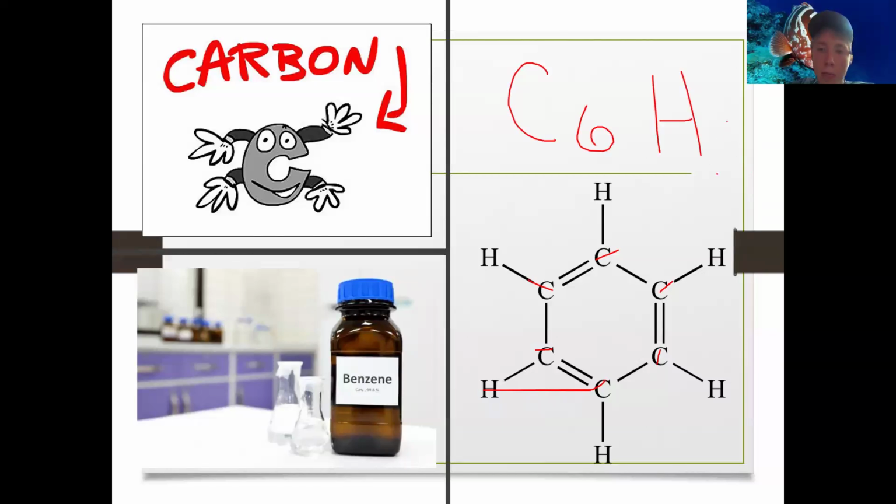Six. Yep, C6H6 is benzene. So benzene is used to make plastic. It's used to make rubber, dyes, and some detergents. So benzene. So those are the 3 different ways that carbon can bond.